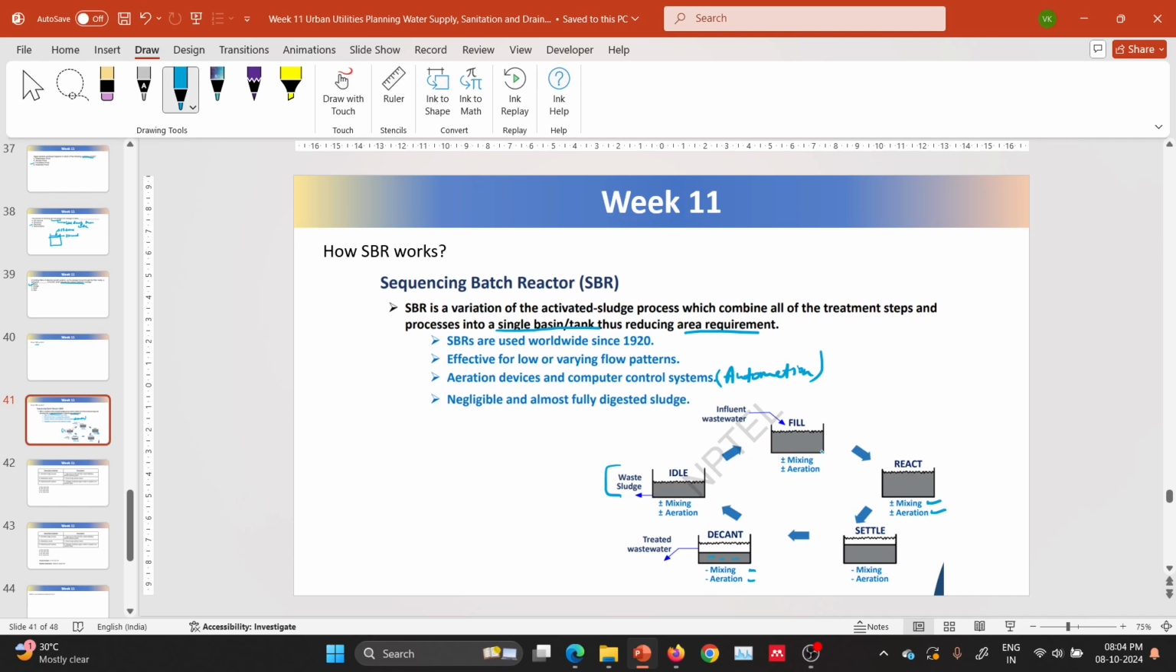So this is the sequential batch reactor. Batch means once we are putting and then we are allowing it to do the process, so there is no continuous inflow and outflow, so that's why it is called batch. In a batch we are doing the treatment, so that's why it is called batch reactor. And sequence means sequentially we are doing first filling, reaction time is provided, then settlement time is provided, then we will provide time for decanting, then it is kept idle. So this is how a sequential batch reactor works.